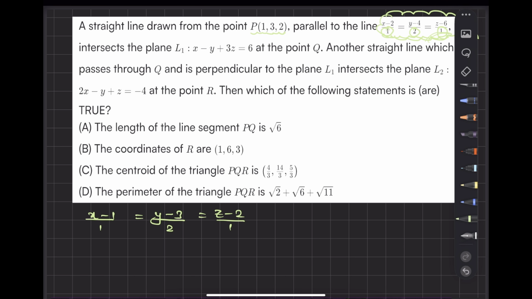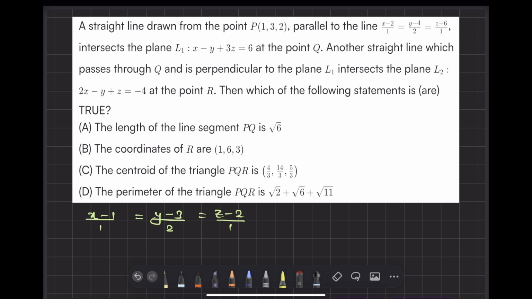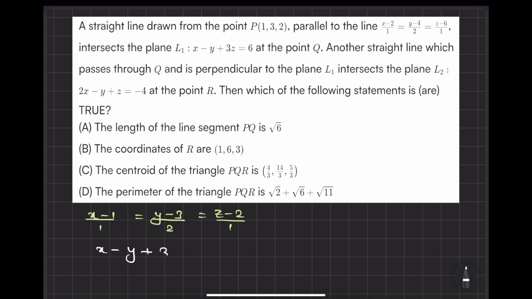Okay, now let's decode the next statement. It says the line will intersect the plane at Q. So the given straight line is intersecting the plane. The plane is x minus y plus 3z equals 6. So this line is intersecting at Q. Now we have to solve the line and the plane.